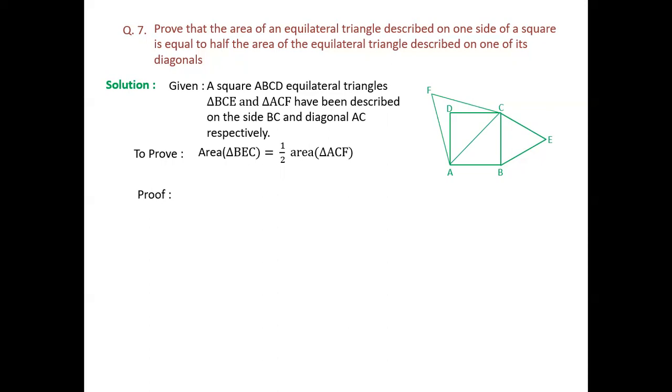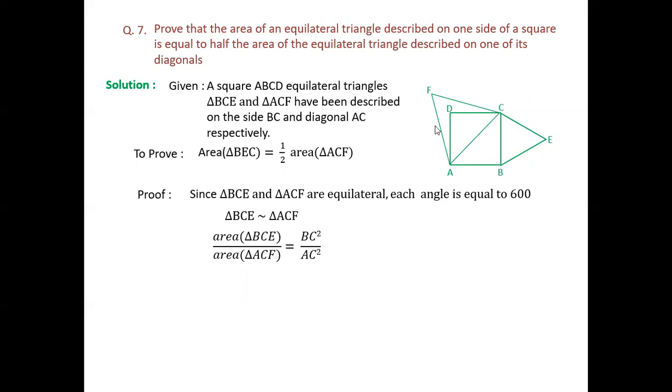Now, let's go for the proof. Since triangles BCE and ACF are equilateral, this triangle is an equilateral triangle, and this is also an equilateral triangle. Each angle is equal to 60 degrees, which means these two triangles must be similar. BCE and ACF both are similar. Because these two are similar, the ratio of their areas must be equal to the square of the corresponding sides. That means area of triangle BCE upon area of triangle ACF is equal to BC square upon AC square.